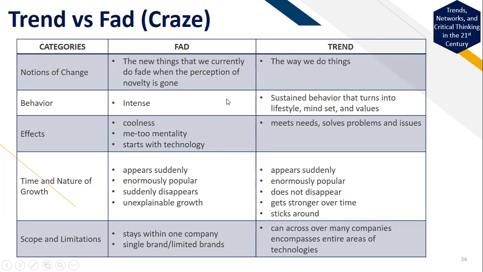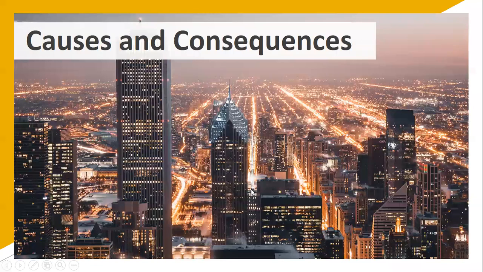Ayan. So, this is the table that shows what are the certain categories of fad and trend that make them unique from each other. Okay, so yan, meron tayong under categories, meron tayong tinatag notions of change, behavior, effects, time and nature of growth, and scope and limitations. Okay? So next is causes and consequences.